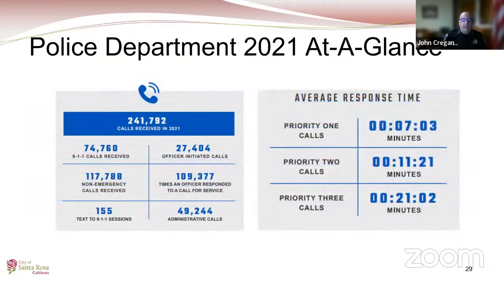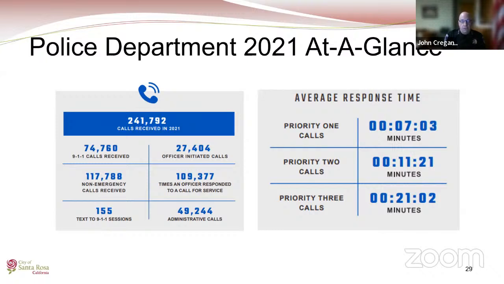For looking back at a glance at some of the calls for service, about what we're putting these Measure O dollars and these 16 officers and positions in the police department toward, or what they're doing, we saw over 241,000 calls come into our 911 dispatch center for the calendar year of 2021. And out of those, over 109,000 times an officer actually responded to one of those calls and contacted a community member in the field.